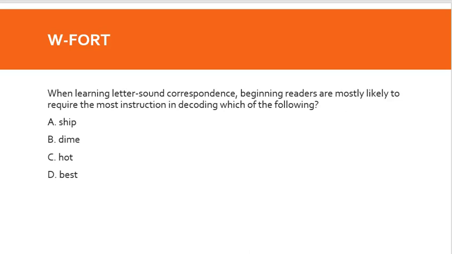Final question, when learning letter-sound correspondence, beginning readers are most likely to require the most instruction in decoding which of the following? So think of the scope and sequence or progression in the phonics curriculum. Which one would require the most instruction? A, ship, consonant, consonant, vowel, consonant. B, dime, consonant, vowel, consonant, silent E. C, hot, consonant, vowel, consonant. Or D, best, consonant, vowel, consonant, consonant.